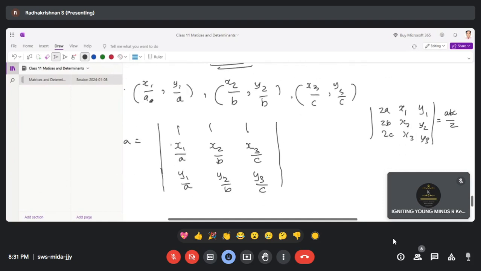Now, in the determinant, let us say one column, if you multiply by a, then you can take out 1 by a. Suppose you multiply by a, it is the same as 1 by a into the column a, x1, y1. I have taken out this 1 by a. So 1 by a into a is 1, 1 by a into x1 is x1 by a, 1 by a into y1 is y1 by a.